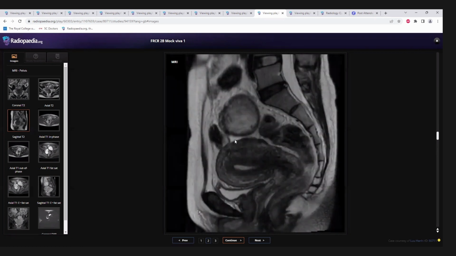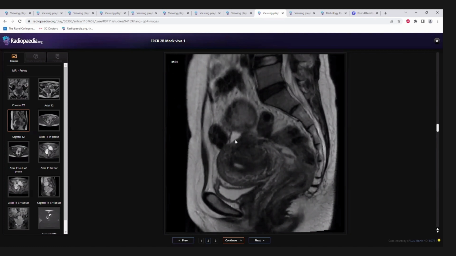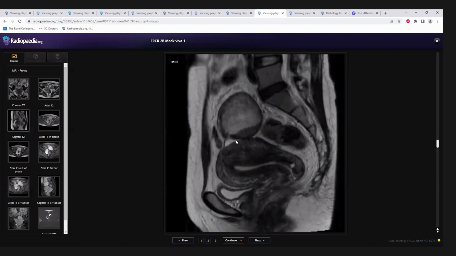Otherwise, you picked it up that there are endometriomas and there is right hematosalpinx. And you would refer it to gynecology for further management. That was good.